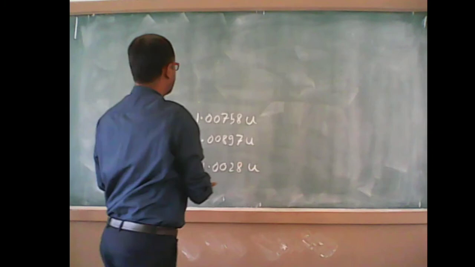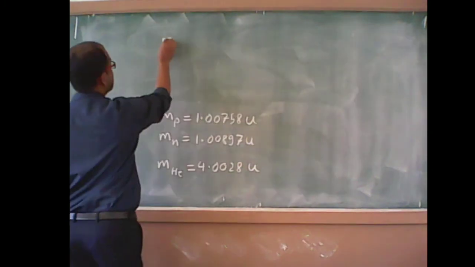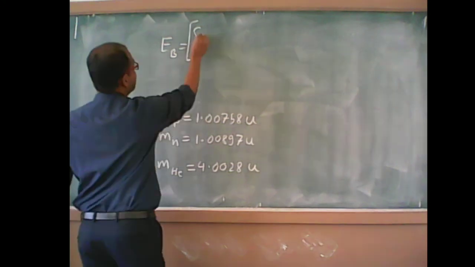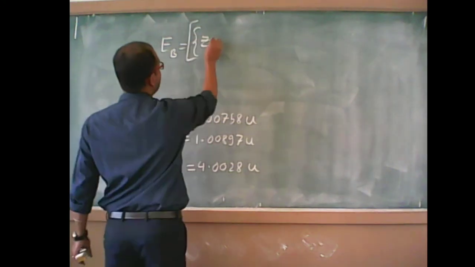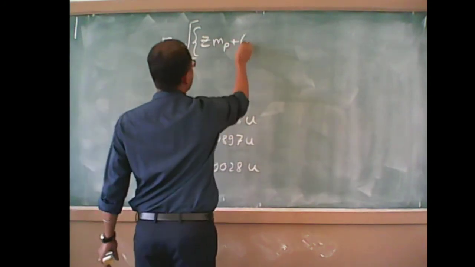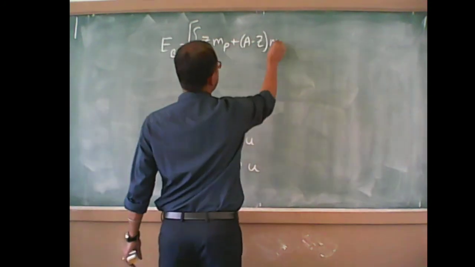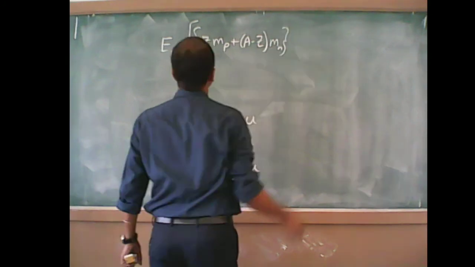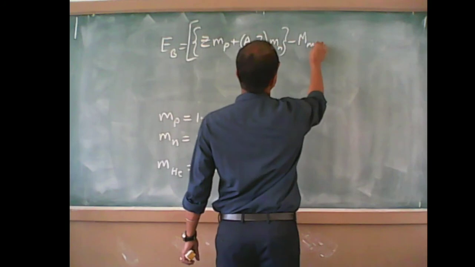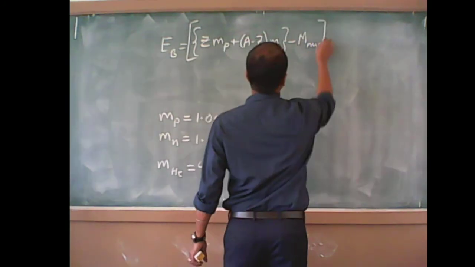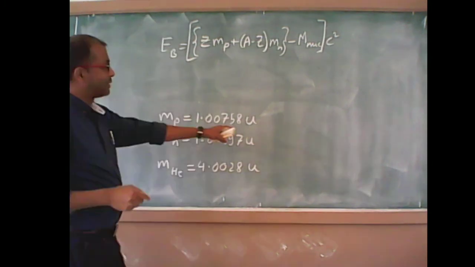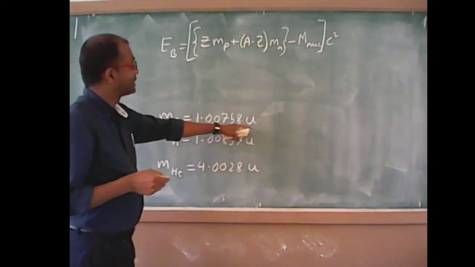So the binding energy expression for this, EB, is equal to [Z mP plus (A minus Z) mn minus the mass of the nucleus] into c squared. These masses are given in terms of atomic mass unit.